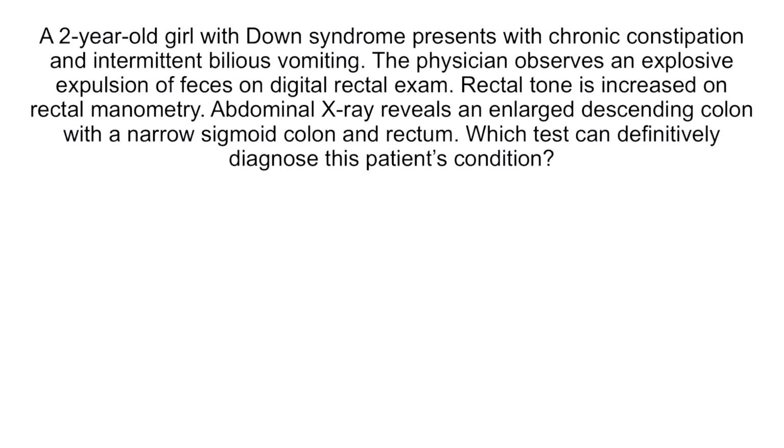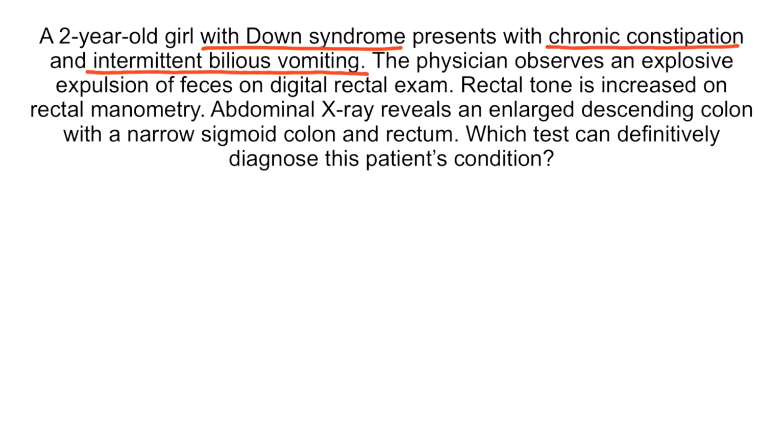A 2-year-old girl with Down syndrome presents with chronic constipation and intermittent bilious vomiting. The physician observes an explosive expulsion of feces on digital rectal exam. Rectal tone is increased on rectal manometry. Abdominal X-ray reveals an enlarged descending colon with a narrow sigmoid colon and rectum. Which test can definitively diagnose this patient's condition? This patient with Down syndrome presents with chronic constipation and intermittent bilious vomiting.